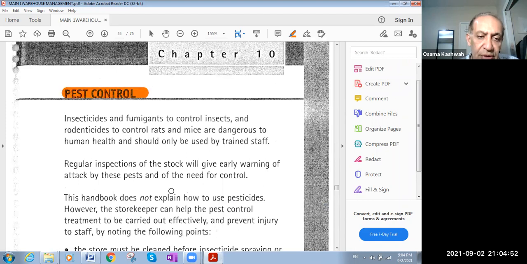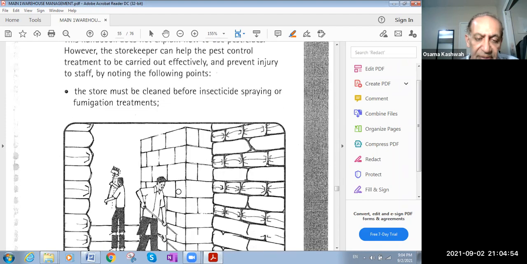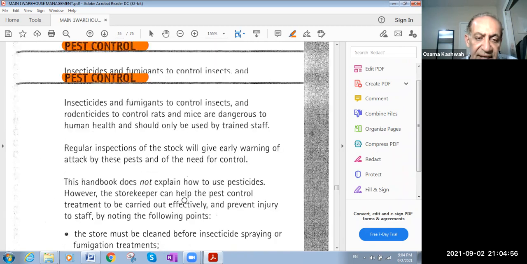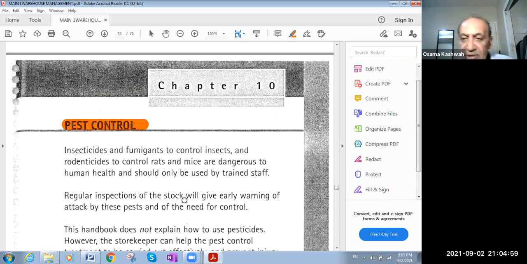Pest control. We have talked a lot about the pests, but still I'm saying one of the biggest problems with insects is that they come from the cracks in the wall. So always try to cover any cracks in the wall.